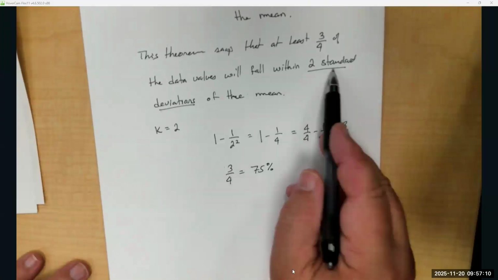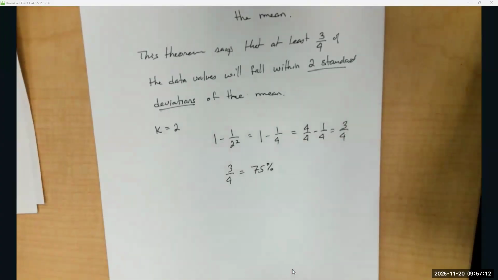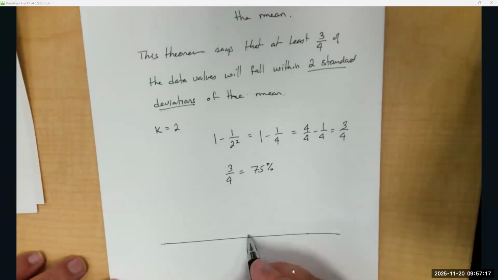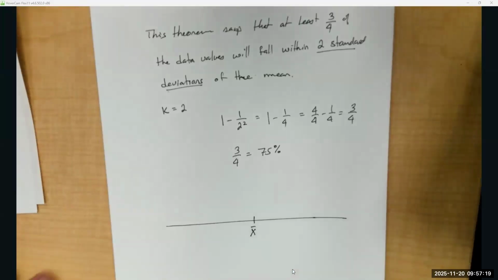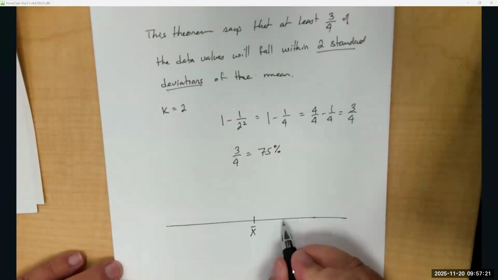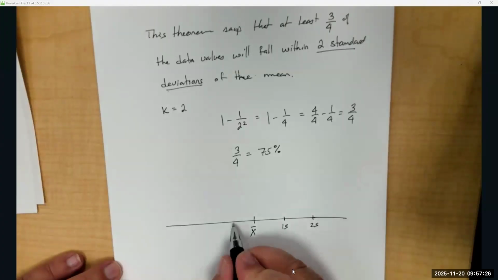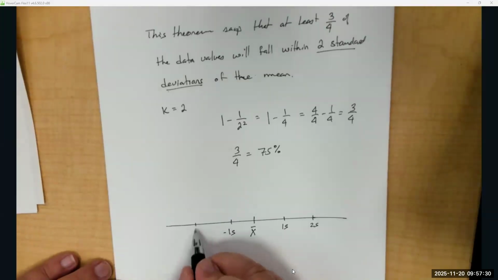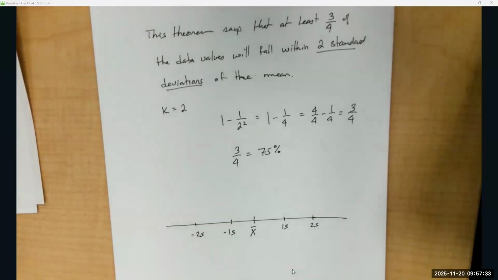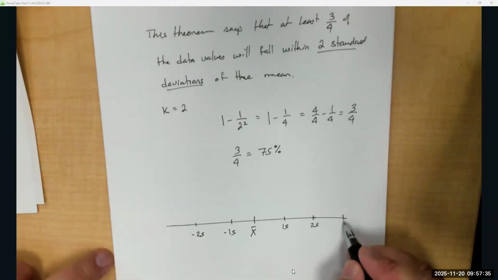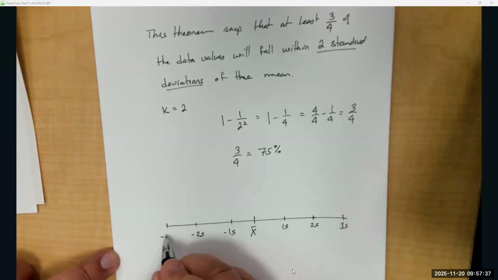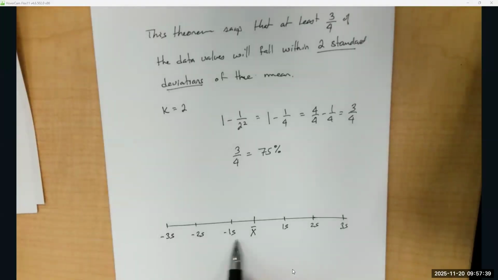It says it will fall within 2 standard deviations of the mean. So here's our mean. We have 1 standard deviation, 2 standard deviations. One standard deviation going to the left, and 2 standard deviations going to the left. We keep on going. We can go 3 standard deviations. Why is it negative to the left and positive to the right?